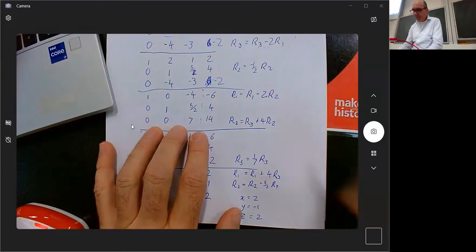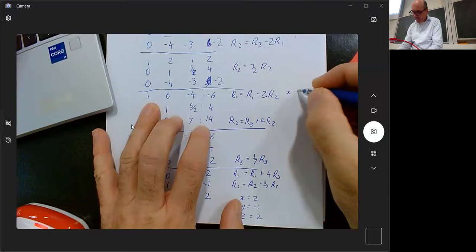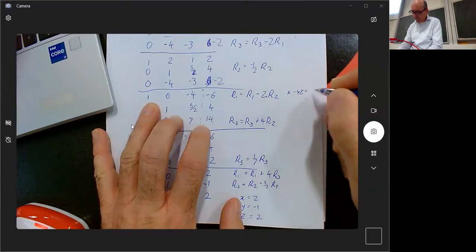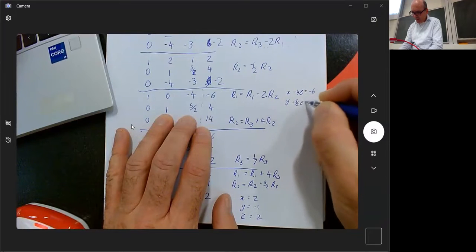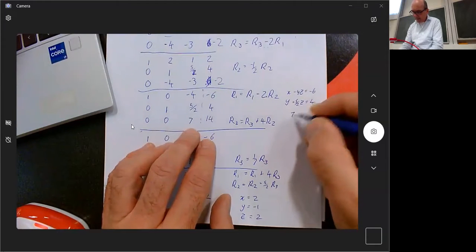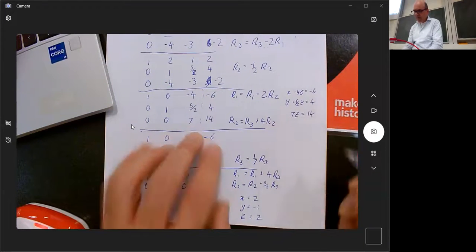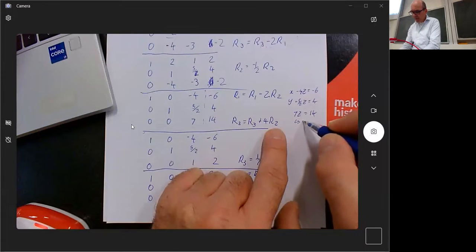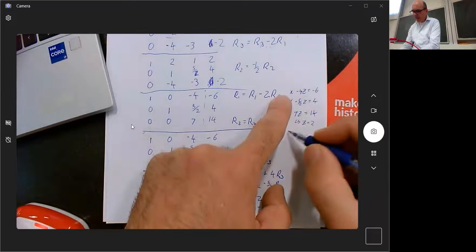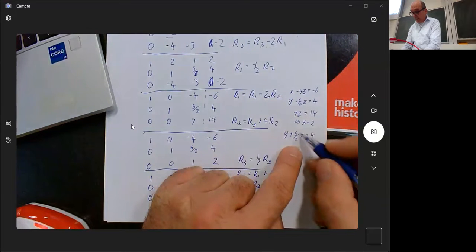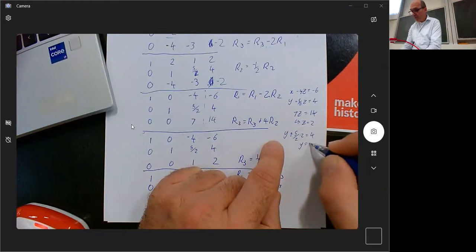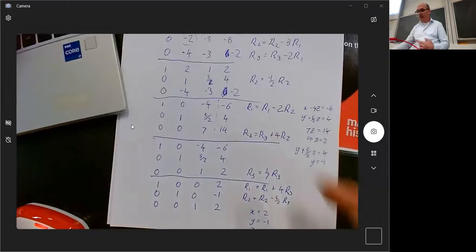So if I stopped back here, this system would be saying x minus 4z is equal to minus 6, y plus 5 on 2z is equal to 4, and 7z is equal to 14. So you can see how that bit would get you z is equal to 2. If I put that back, I get y plus 5 on 2 times 2 is equal to 4. That's going to work out to be 5. Put it over the other side: y is equal to minus 1. So I can back substitute. I could have stopped here and back substituted to get my solution.